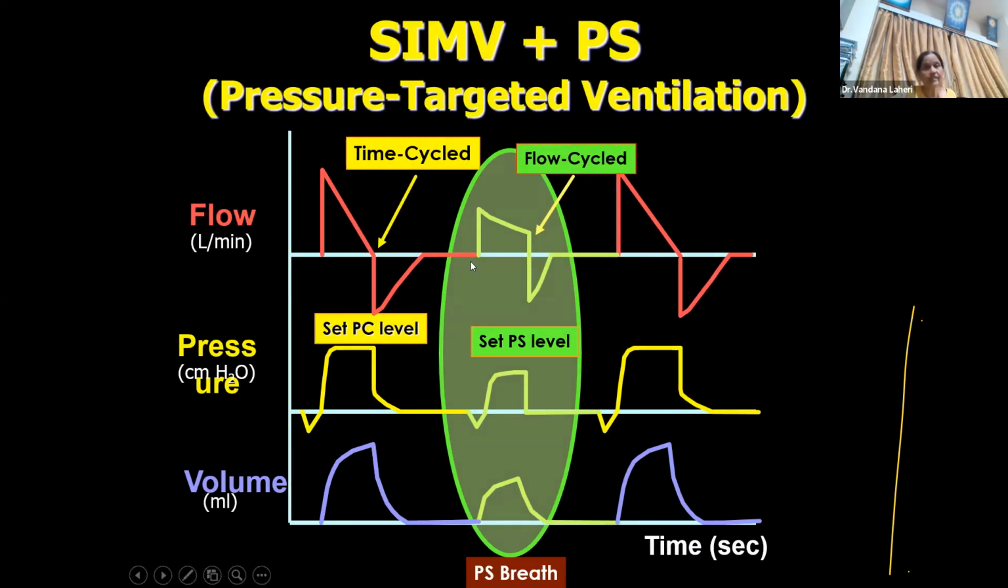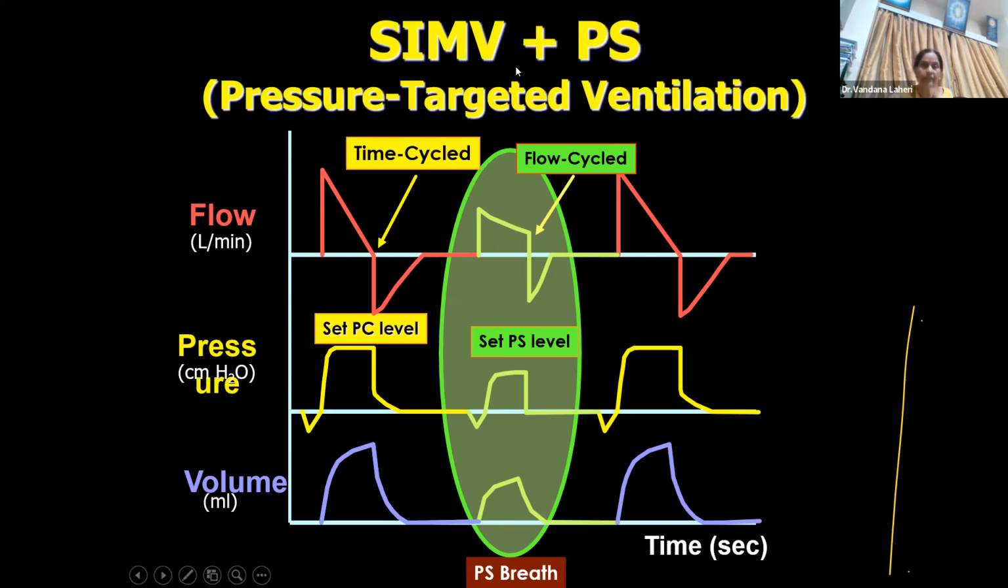Now pressure targeted ventilation. That means spontaneous breath. I am giving pressure support. Please remember the difference between pressure control and pressure support: when a patient is given some pressure in the circuit during spontaneous mode, it is called pressure support. It is not pressure control. So these are called pressure control breaths and this is a pressure supported breath.